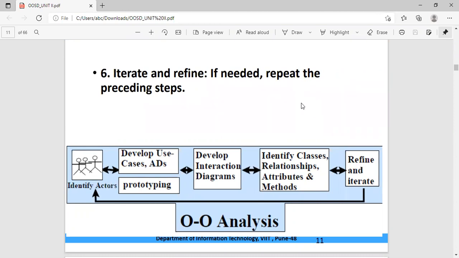With the help of this diagram, you can understand how to repeat the preceding steps. I first understand who the actors are. That means I have to understand the actors of my particular system. Then I develop some prototyping, that means I develop the use cases, where we have to understand what my prototyping part is, and afterwards I develop the diagram with the help of interaction.